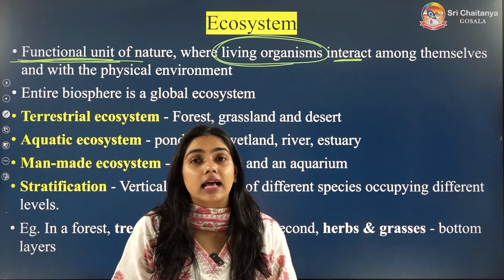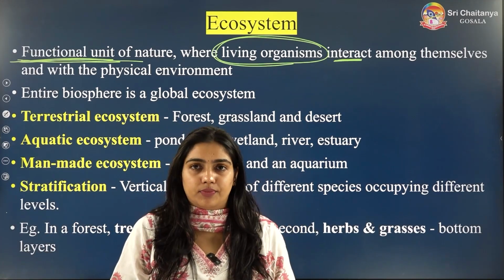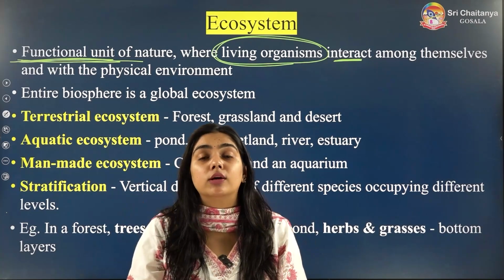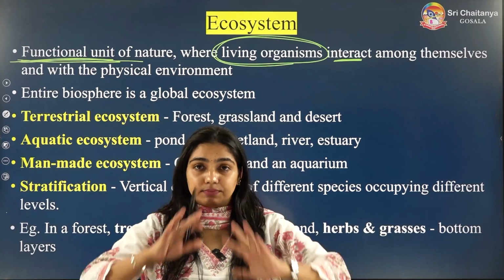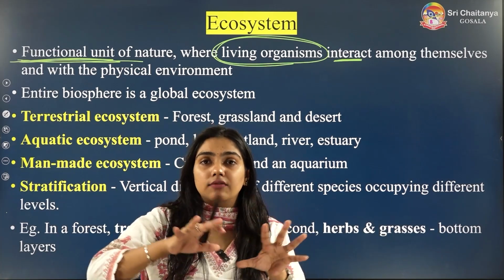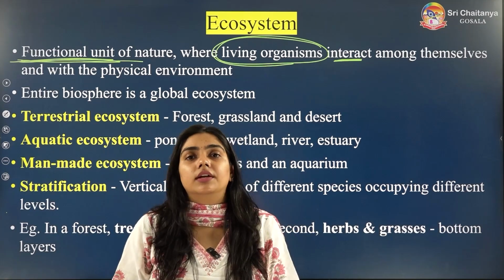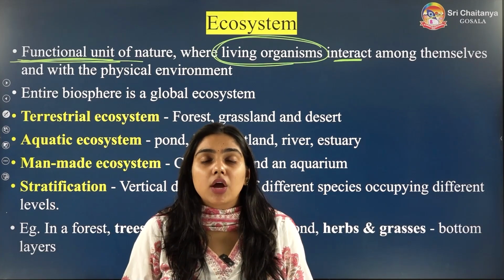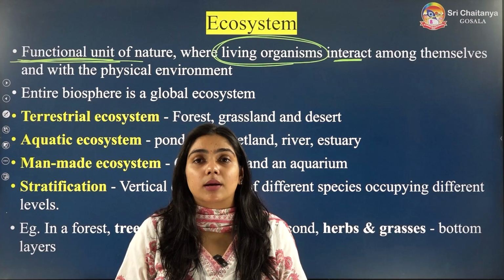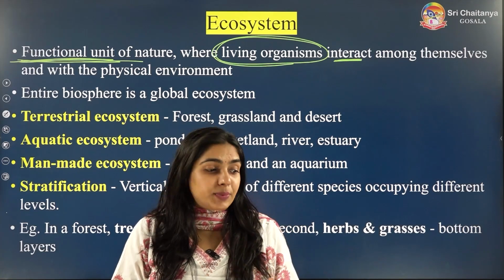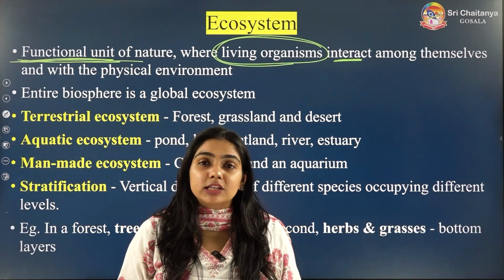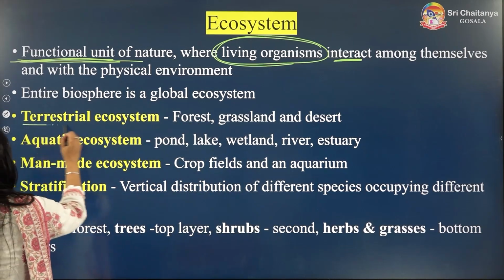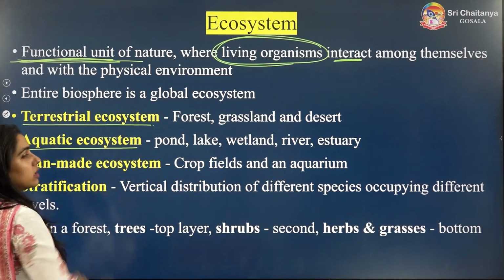Now, the entire biosphere can be considered as a global ecosystem. But because this is a very big global ecosystem, we cannot study it at a time, right? So we have to study the different ecosystems present in the whole biosphere. We can categorize ecosystems on the basis of whether they are present on land or in water. Okay, so there can be terrestrial ecosystems and there can be aquatic ecosystems.